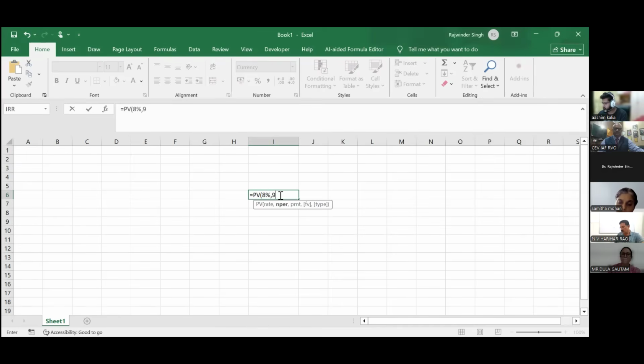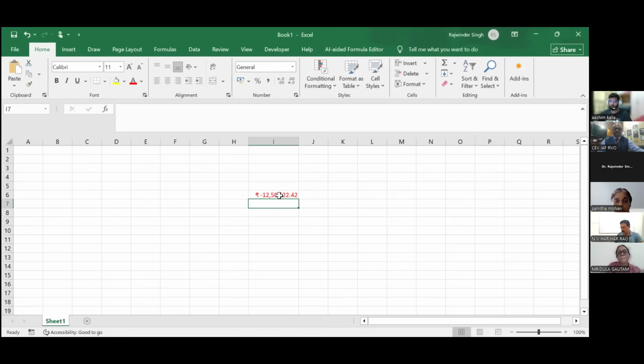So PMT is not given to you, just put a comma for that. Future value is 25 lakh. By default, put 0, considering it to be ordinary annuity, just close the bracket, press enter. It is 12,50,622. The same answer you got.